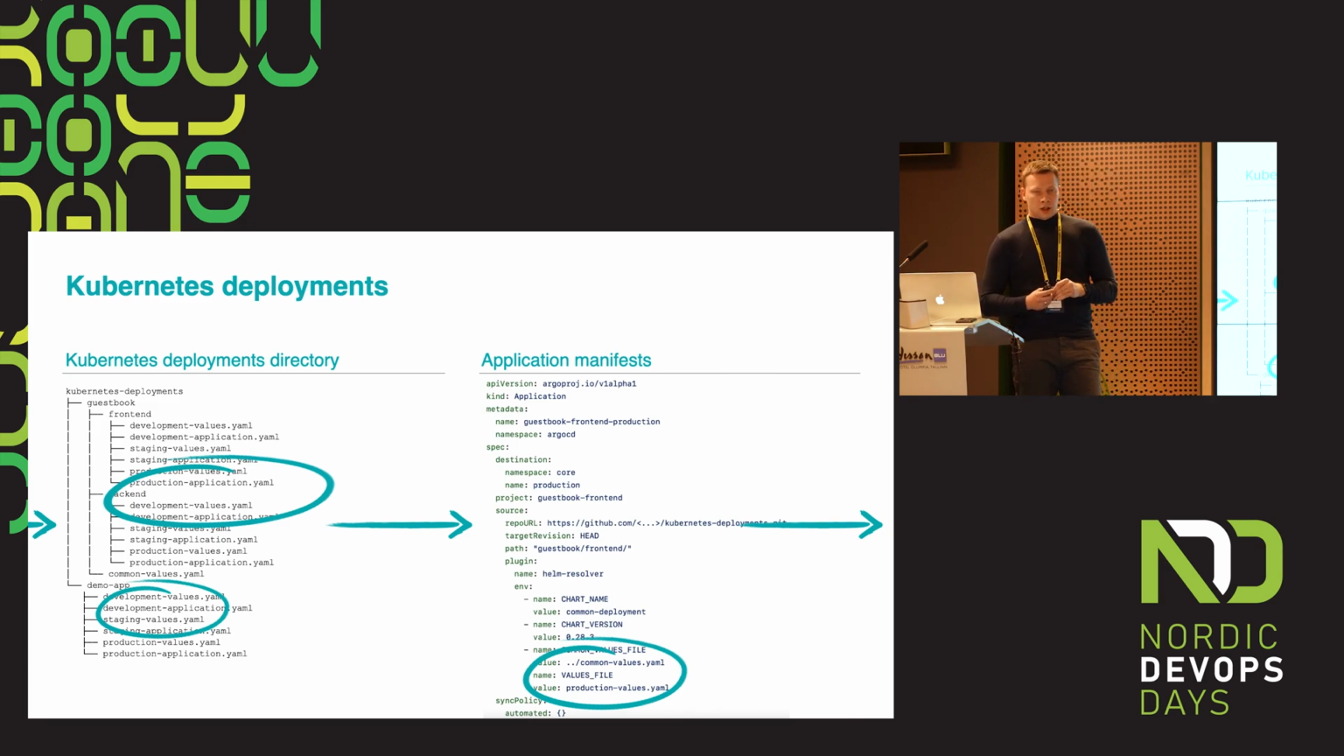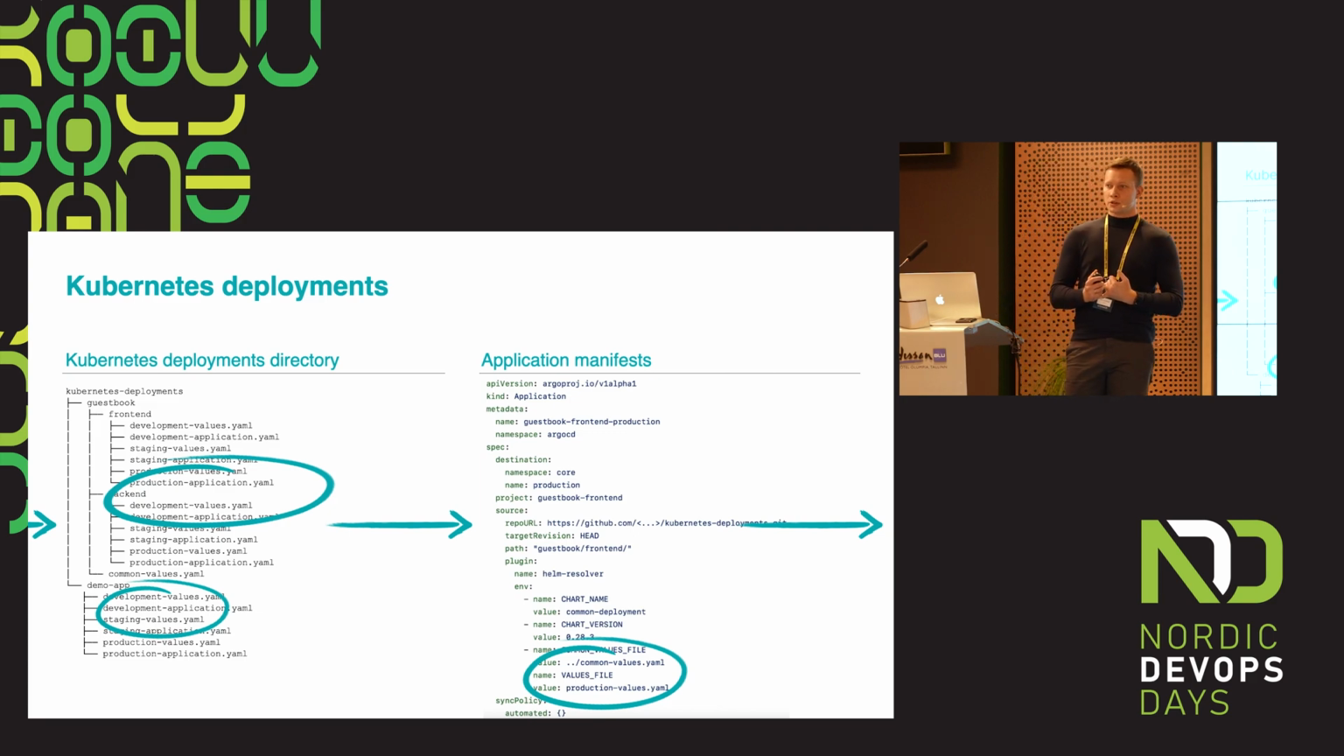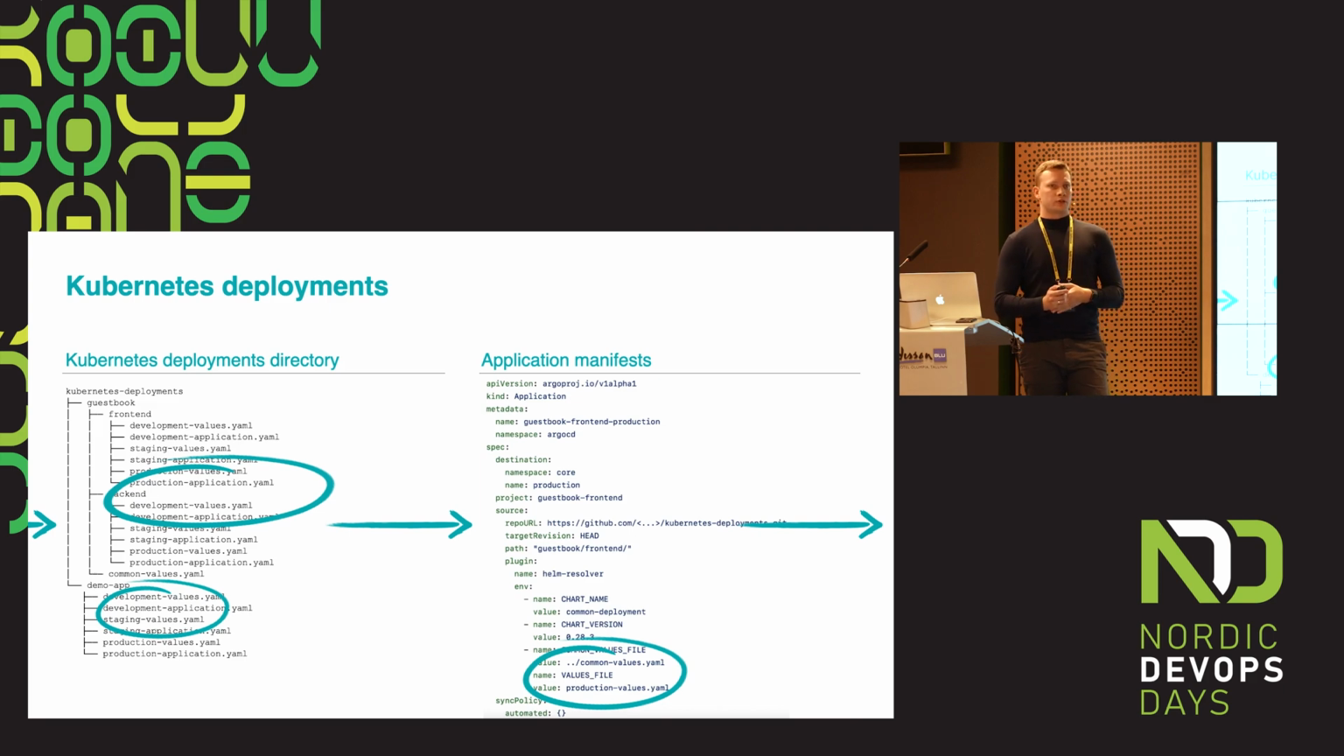Because if you have, let's say, environment variables that are the same for several environments, development, staging, production, and so on, you can just define them in common values, and you don't need to repeat these environment variables through all of your files. Right, and in our application example, as you can see here, we provide which Helm chart the application uses, which version of the Helm chart it uses, and what values files it uses, right?